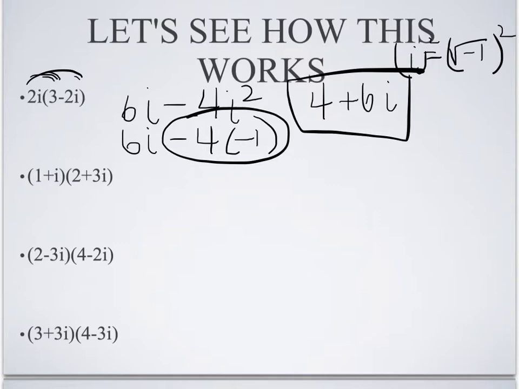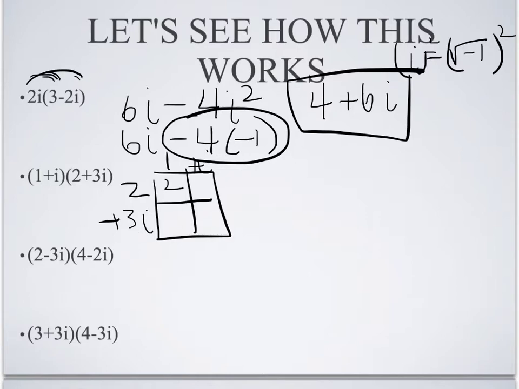Now if we look at the next one, we have to FOIL that out or use the box method. So let's say I want to use the box method. I have 1 plus i over here, and then I have 2 plus 3i over here. 2 times 1 is 2. 2 times i is 2i. 3i times 1 is 3i. And 3i times i is 3i squared.